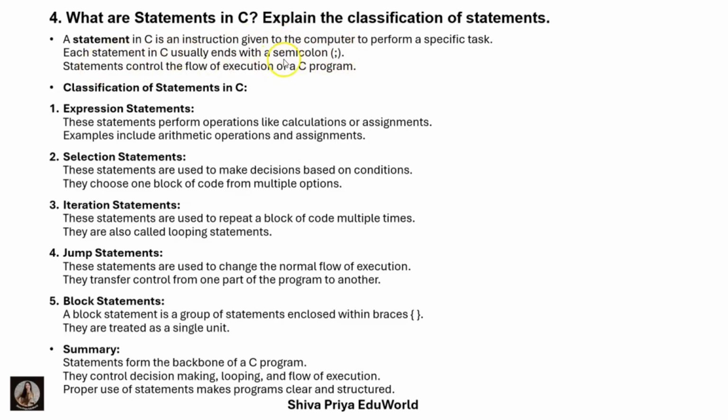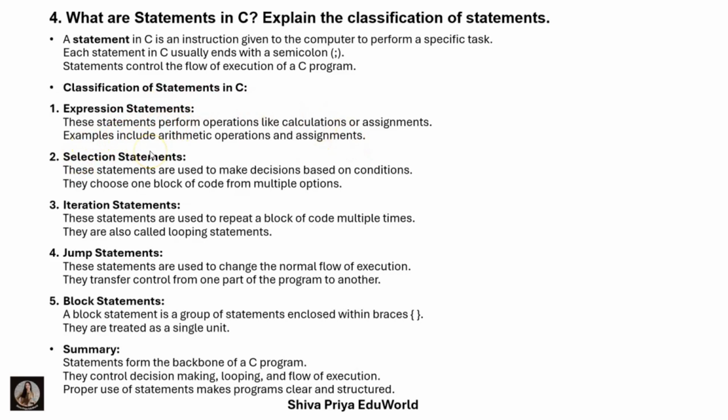Statements control the flow of execution of a C program. Here, statements will control the flow of the execution, where you have to execute. Clear? Let us see what statements are present in the C program. Expression statement, which means these statements perform operations like calculations or assignment. Any kind of operations, addition, deletion, anything can be done under an expression statement or assignments as well. Examples include arithmetic operations and assignments. These are all expression statements.